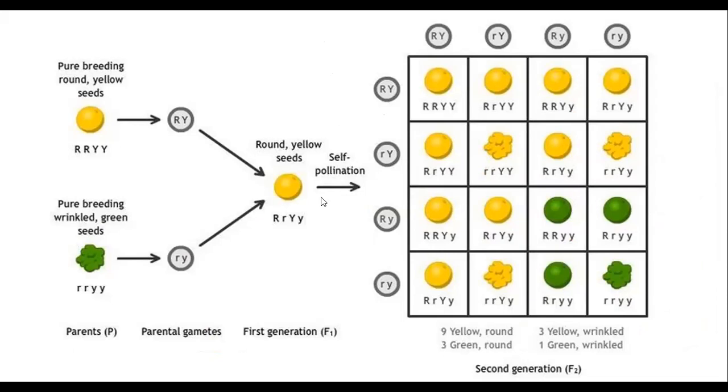If we had pure breeding round yellow seeds and we crossed them with pure breeding wrinkled green seeds, they could be crossbred together and we get this heterozygous individual. So the parents are homozygous dominant and homozygous recessive. We cross them, our first generation, we get a heterozygous dominant individual, and then we get this second generation, and these are our potential ratios for our second generation, which is our Mendelian ratios of 9, 3, 3, 1.